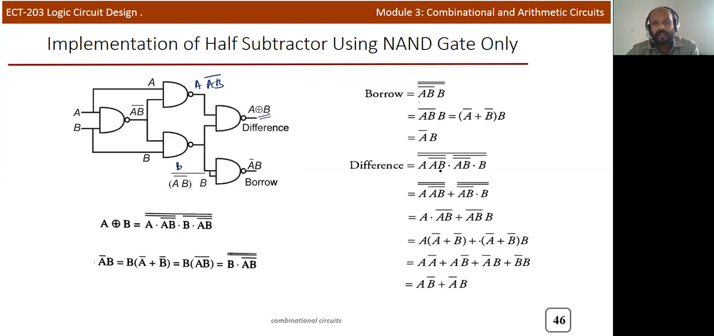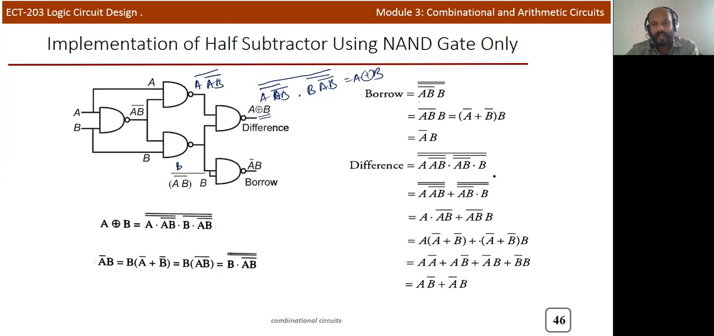So this is a difference part, final equation. Okay, here it is given. One is AB the whole bar, and another term is B AB the whole bar. Okay, again we need to perform one more operation here. So here it is the whole bar. So we are getting two equations. Now we need to check it's valid. Okay, so now we need to prove that this is equal to A XOR B.